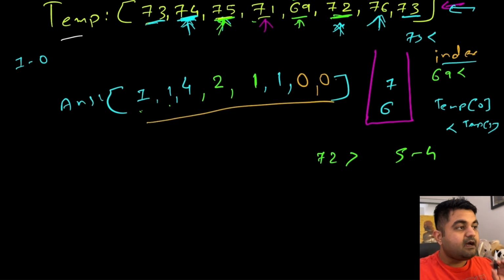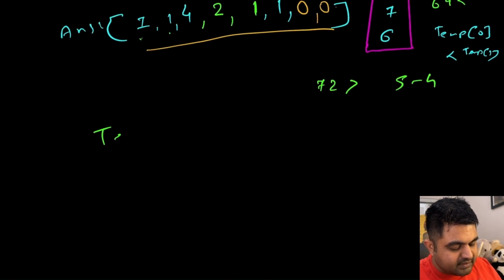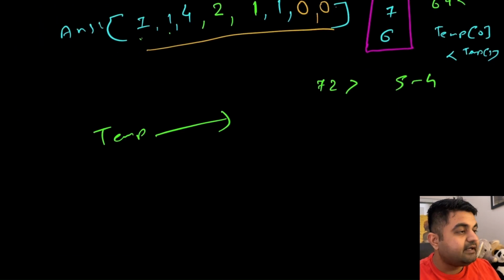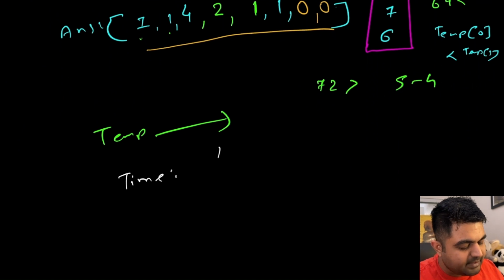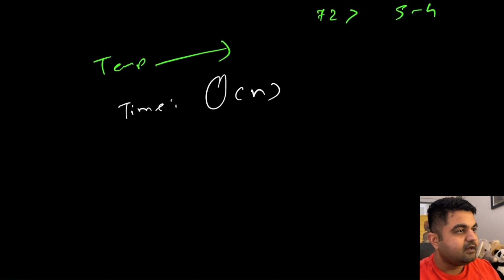So you see how using a stack we only need to traverse the given temperature array just once, and then we have been able to find the answer, which means this is a much better approach, and this is the optimal solution compared to our brute force solution. So let's try to see the time and space complexity. In this case, the time complexity is going to be big O of n, because we are simply iterating over the temperature array once.